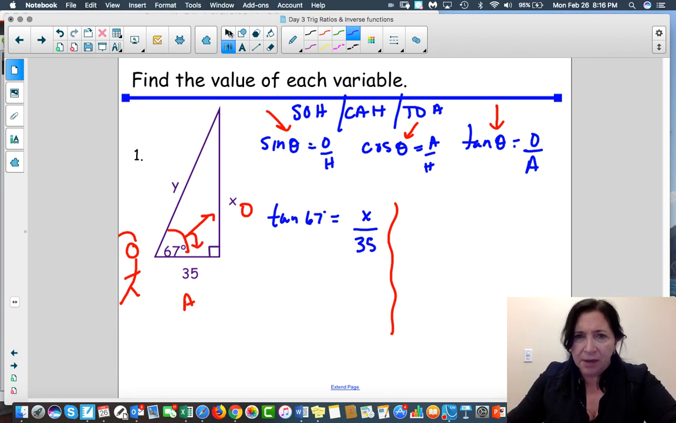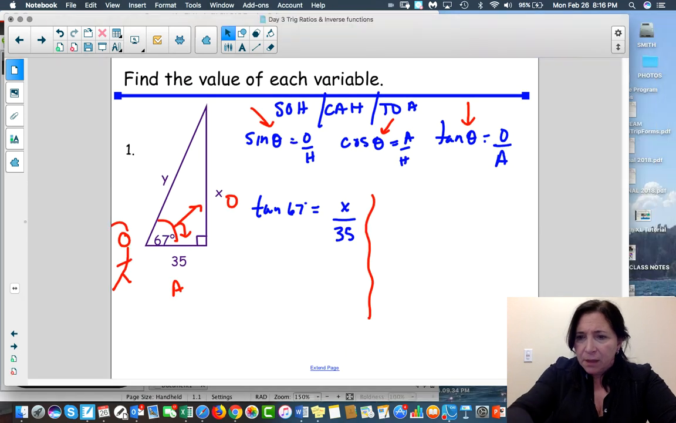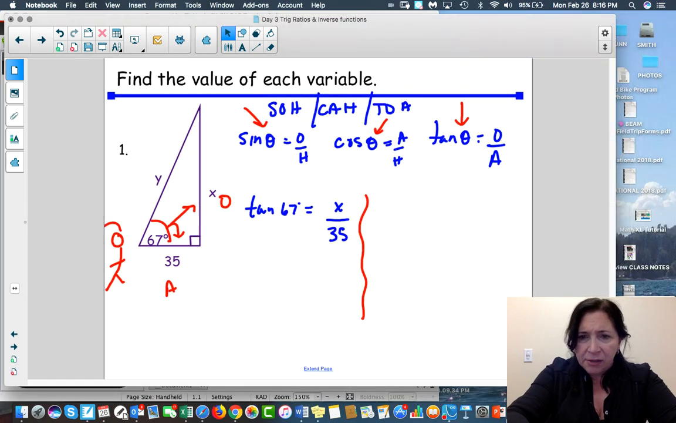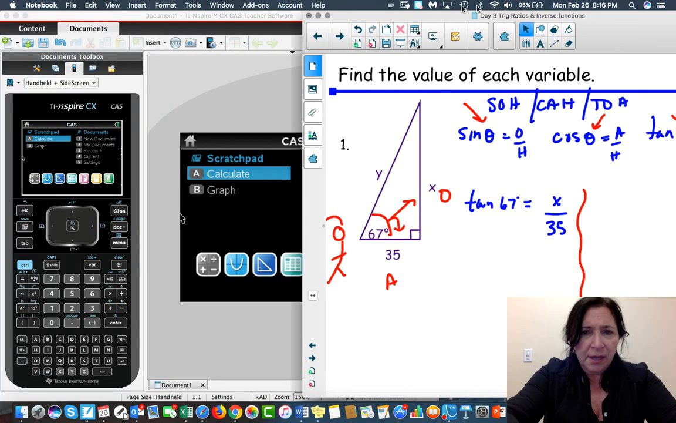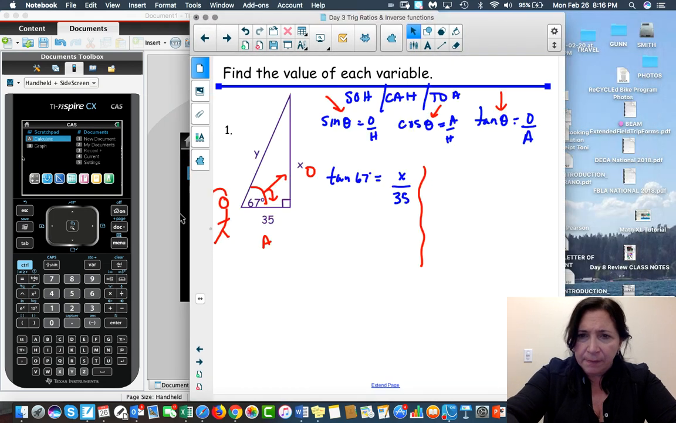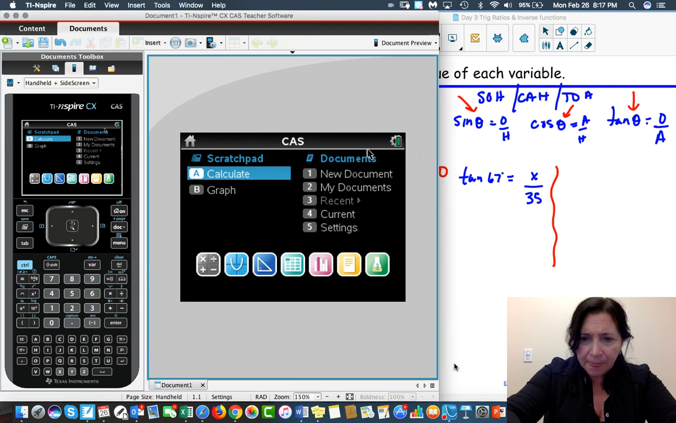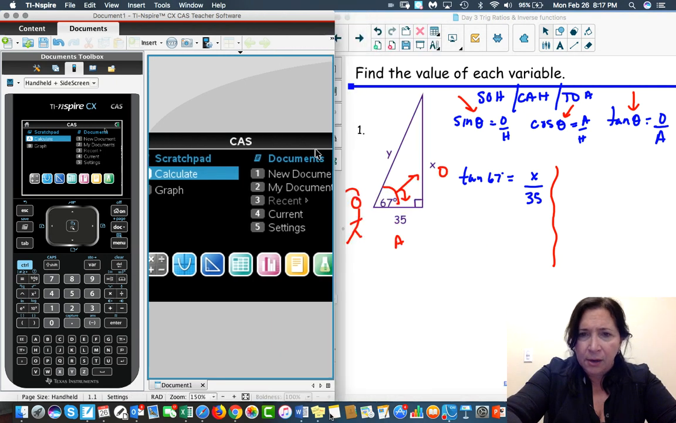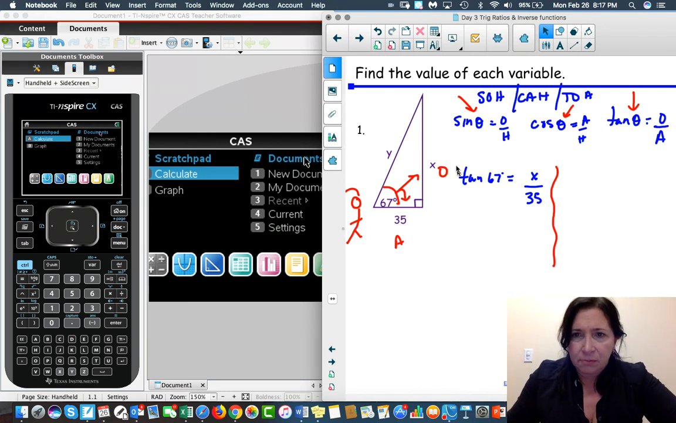Okay, so now what I'm going to do here is I'm going to split my screen. I'm going to split my screen because I need to have a screen for my calculator and I need to have a screen for my examples.